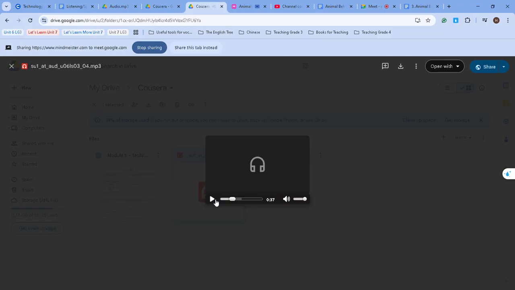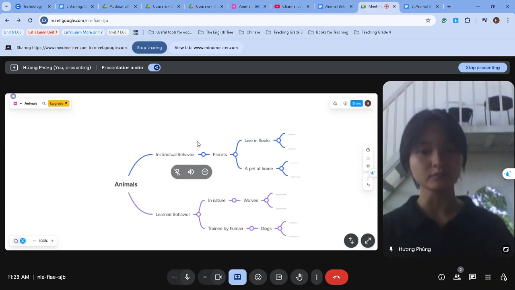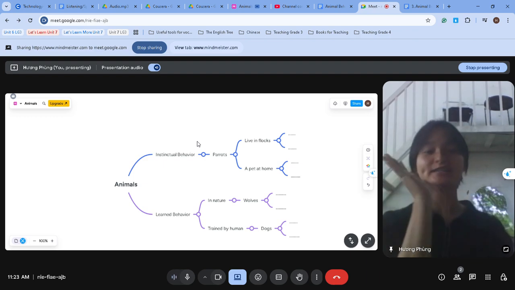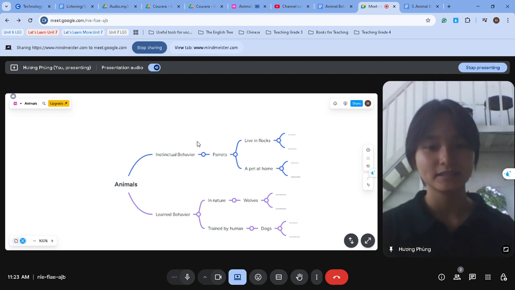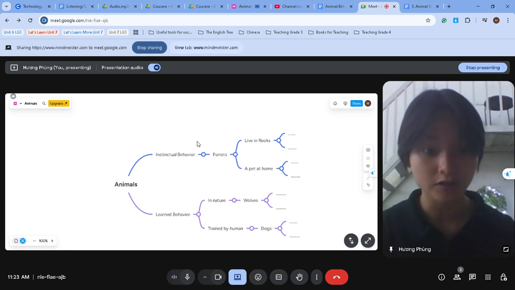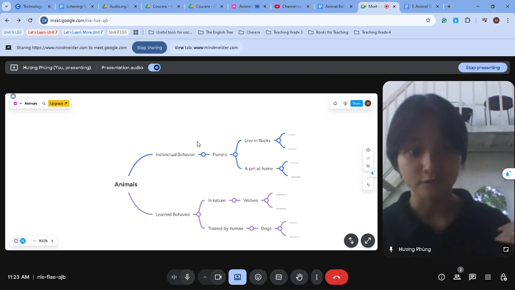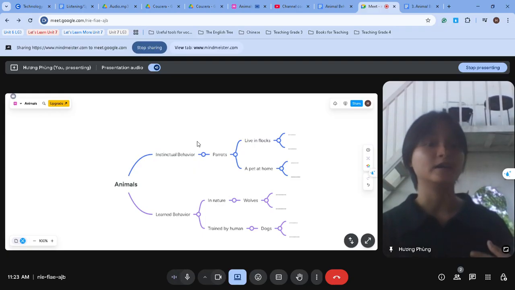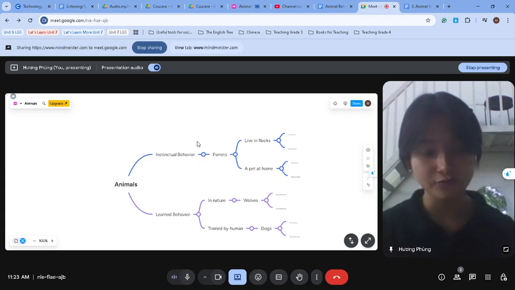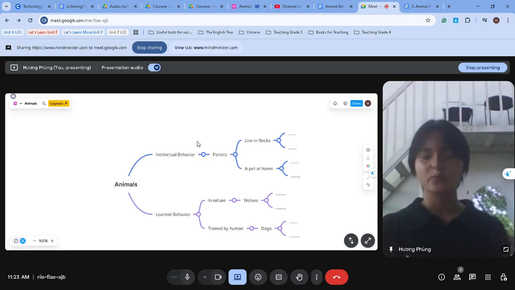Who can say for me, when a parrot lives in a flock, what behavior does it have that is instinctive? You. Okay. You can say it for me? Yeah, it interacts socially, right? How about others? Yes. They clean each other, right? Okay. So after you listen, you can fill out that they clean each other and take care of others when they live in a flock, or you can write whatever.